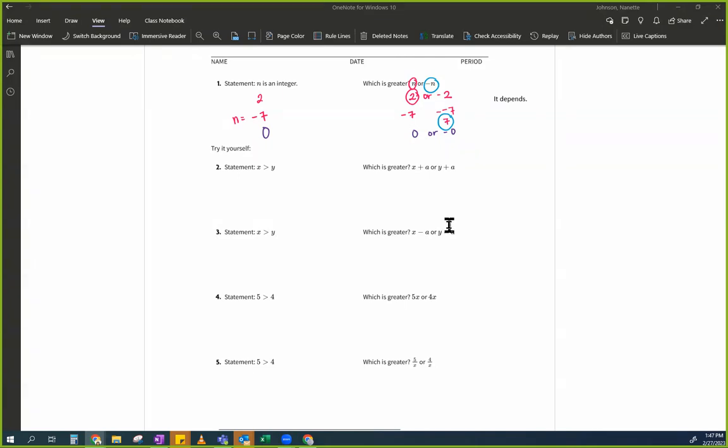Does anybody want to explain? I put it depends because hypothetically we could plug in any number to equal x or y. So like my examples were for x, I took x equals 18 and y equals 11. And that would be 11 plus a and 18 plus a. And for that, I tipped it to 18.